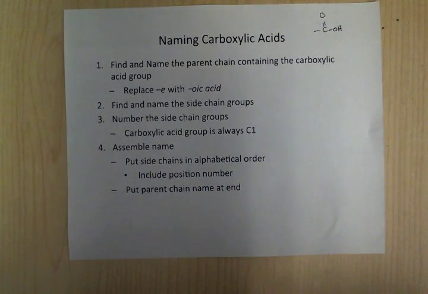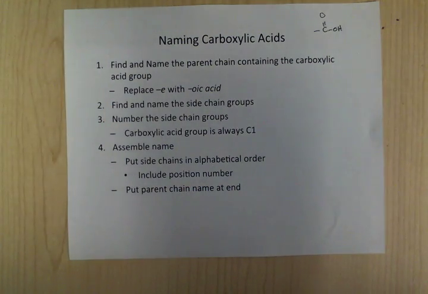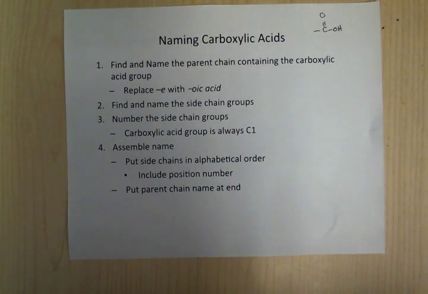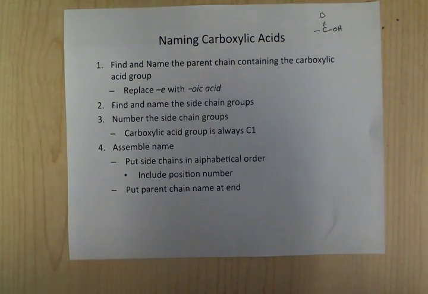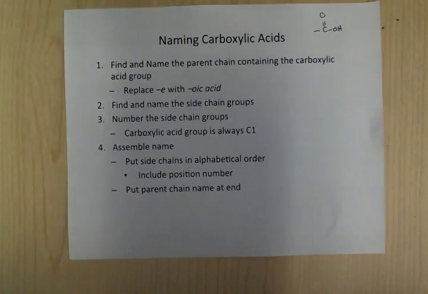You're going to put the side chains up first, in alphabetical order. If you have multiple ones where you have a di or a tri or a tetra, that doesn't count for alphabetizing. But if you have, say, iso, like an isopropyl group, that does count, so do be wary. Then the numbers are going to be out front of each of the side chain groups, and then your main chain at the end.